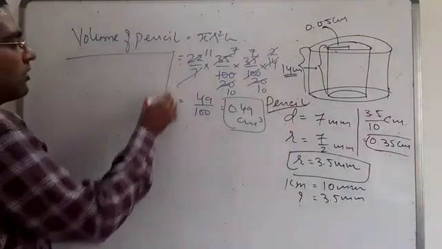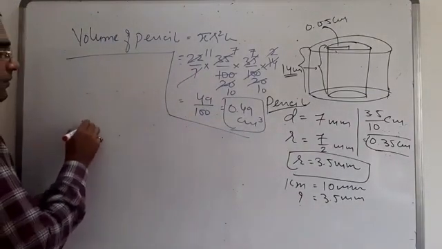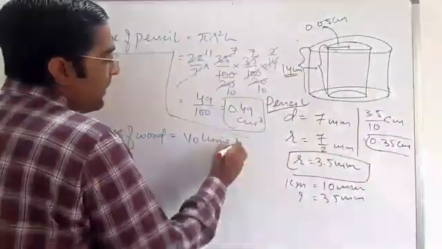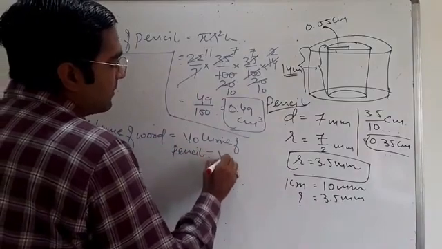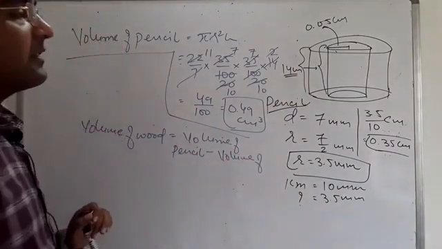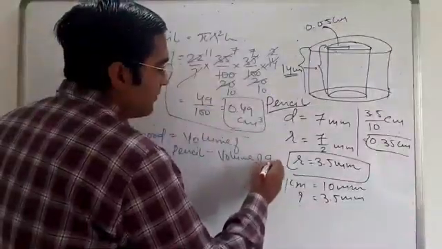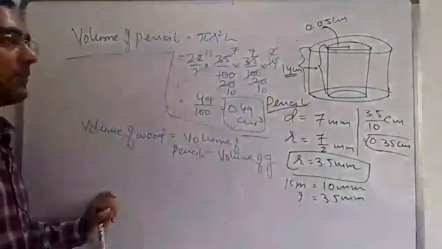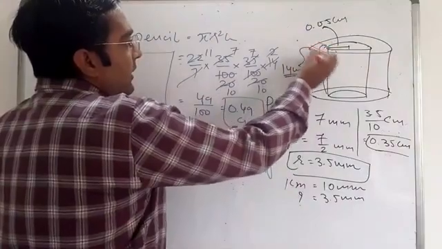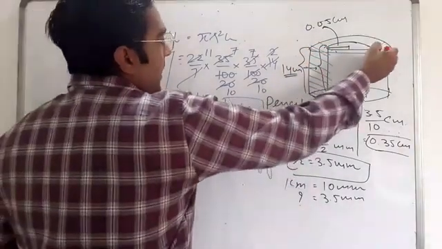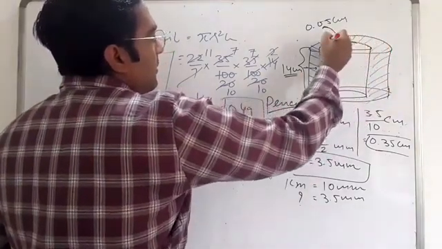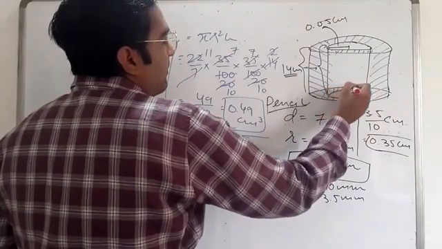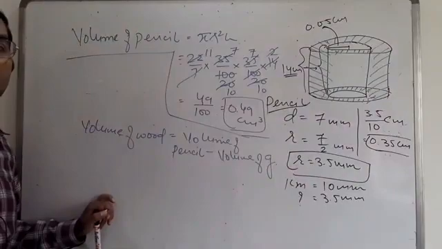Now I have to find the volume of the wood. The volume of the wood is the volume of the pencil minus the volume of the graphite. As we know, the wood is the part that is between them. This part is my volume of the wood.